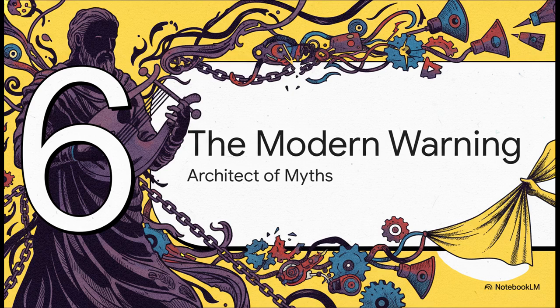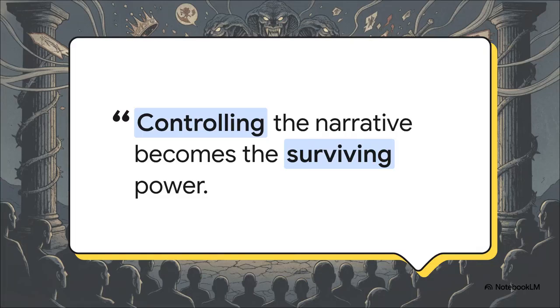Let's wrap up with the architect of myths and the modern warning. Now, you might be wondering, why does this matter to us today? Why are we analyzing the shadow of some mythological bard? Well, because we need to drop the metaphorical veil for a minute. Controlling the narrative of the void becomes the surviving power.